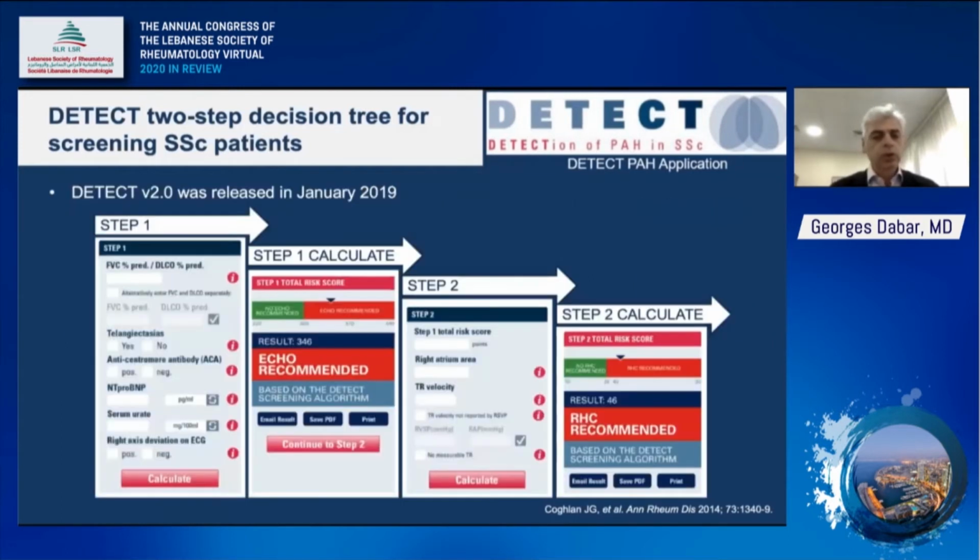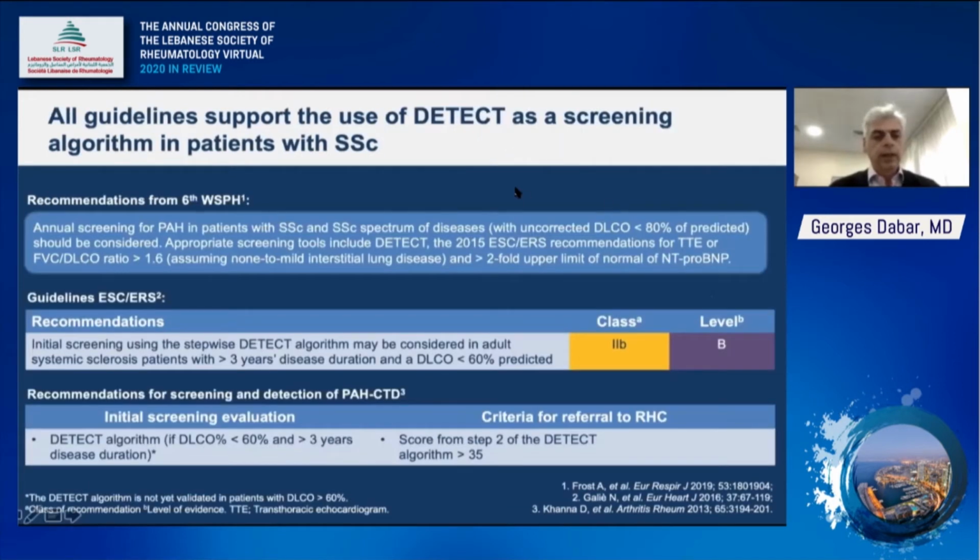And this is how the tool looks. You compute the different numbers that you have from your pulmonary function test, the physical exam, the anti-centromere antibody, the NT-proBNP, the uric acid, and the EKG, whether there is a right axis deviation or not. And according to the score, let's say you get 350 on the score, then you go down and do the echo, and on the echo they measure the right atrium size and TR velocity. And if you get a score of more than 35, you do a right heart catheterization. All the guidelines support the use of the DETECT as a screening tool in a patient with scleroderma.